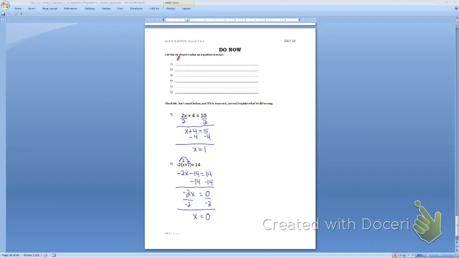Alright, the 6 steps are C, D, I, C, I, C. They stand for cross multiply, distribute, identify, as in identifying the terms. Those are your circles and your squares. Combine like terms. Isolate, as in isolating the variable from its coefficients. And finally, check.